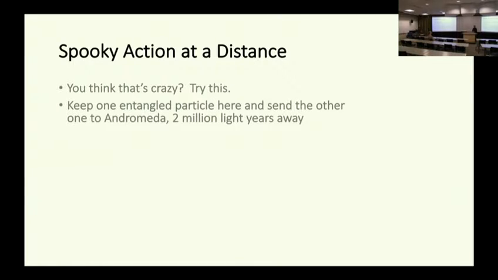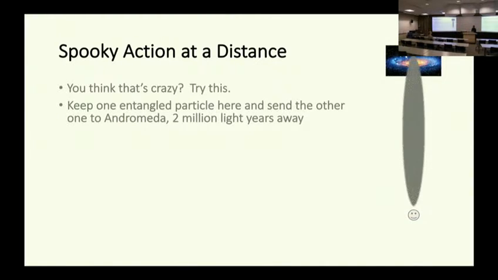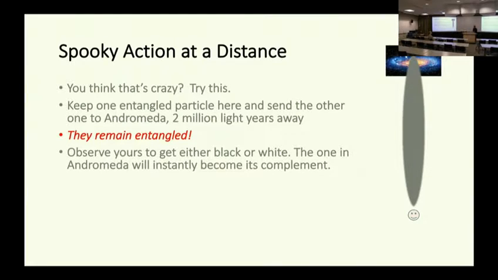So if you talk about entanglement going further, you can take two entangled particles, keep one here, and send one to Andromeda, 2 million light years away. And it turns out they will remain entangled. Weird. If you observe yours, you get black. The other one over there in Andromeda will be white instantaneously.